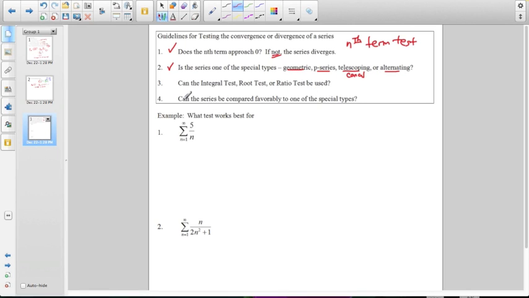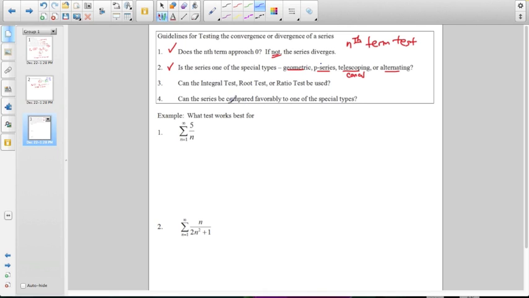And then you can do the more time-consuming things like the integral test, or the root test, or the ratio test. A little more time-consuming, but you can definitely look for patterns there. Something that you can integrate that doesn't fall into a p-series pattern. Something that has a root, or some factorials that need to be canceled.